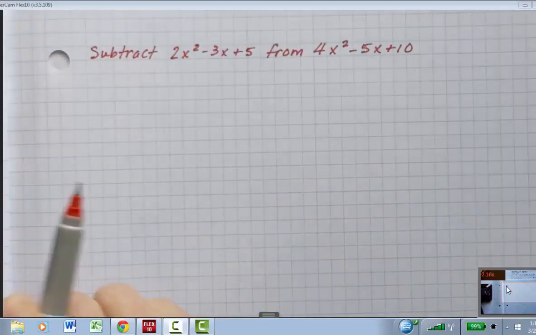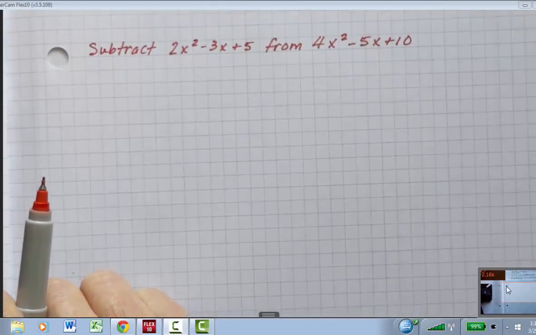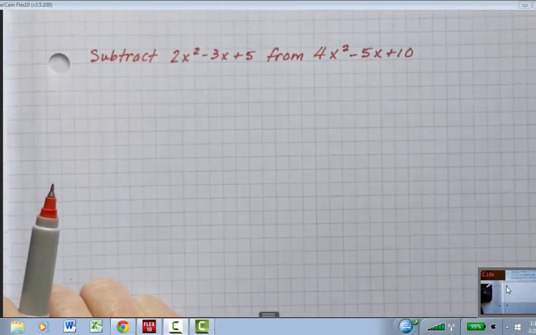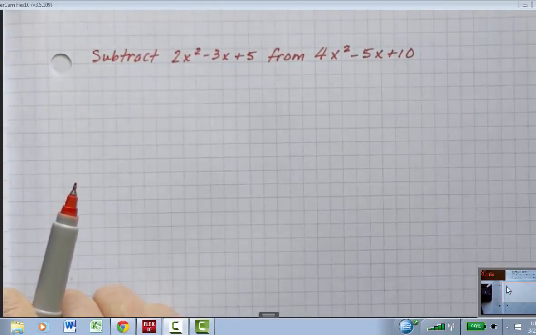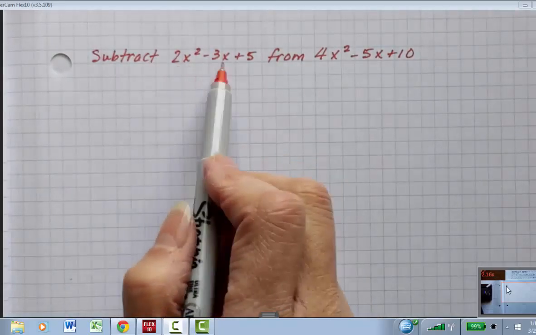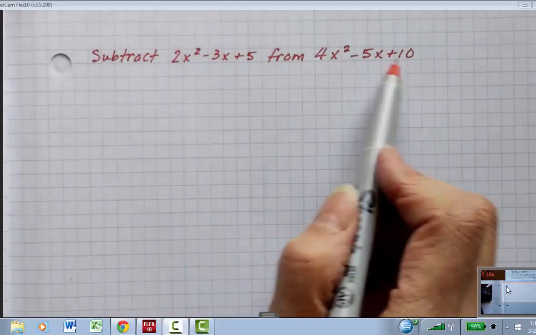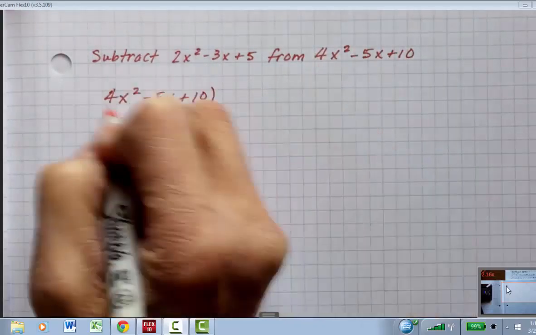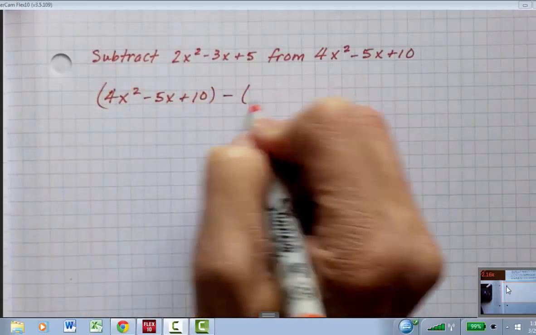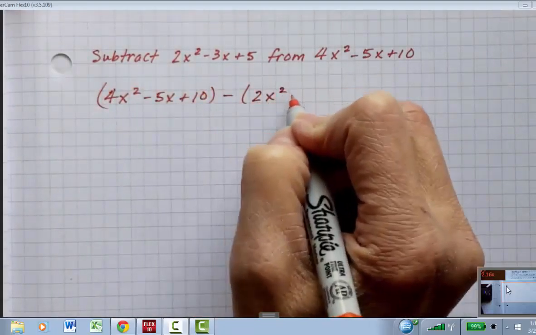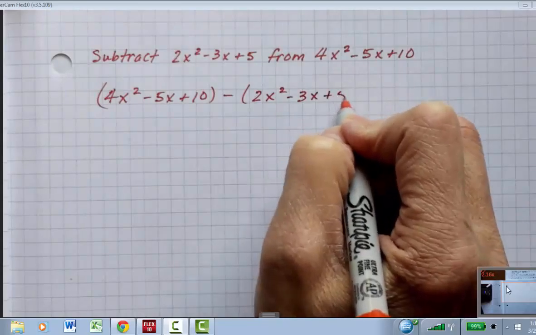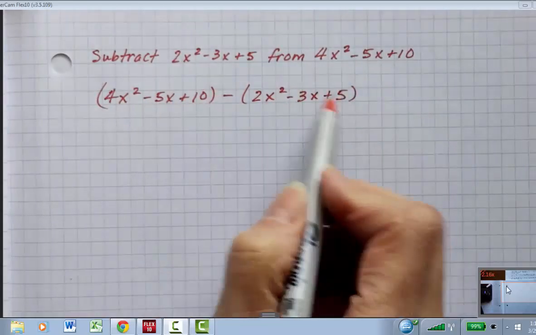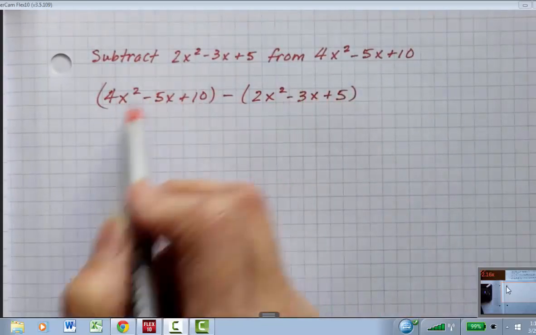The next problem asks me to subtract 2x squared minus 3x plus 5 from 4x squared minus 5x plus 10. So I'm going to subtract this polynomial from this polynomial. So I'm going to need to write this one first, and then I'm going to be subtracting the first one, 2x squared minus 3x plus 5. So I'm subtracting this one from this one.